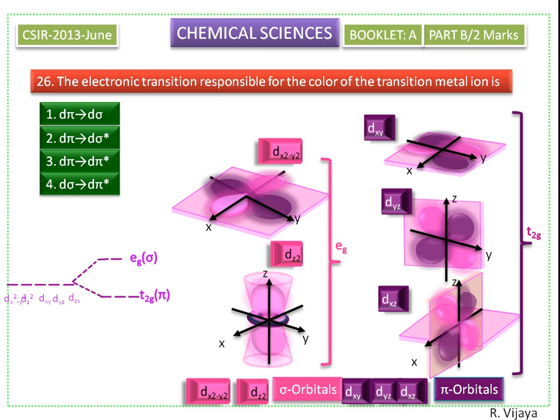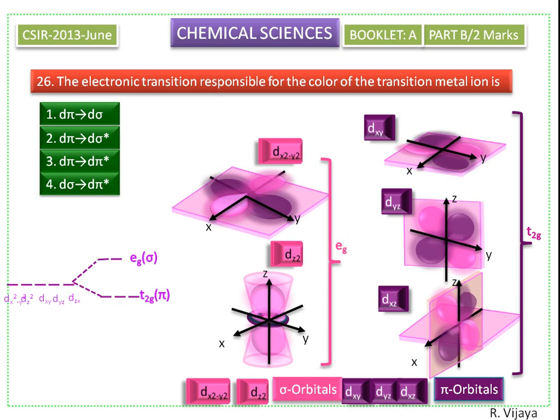Whereas the Eg orbitals lie along the axis. So the repulsive force between the central metal cation and the ligand orbitals is very high. So its energy increases, because both the orbital lobes are along the axis.